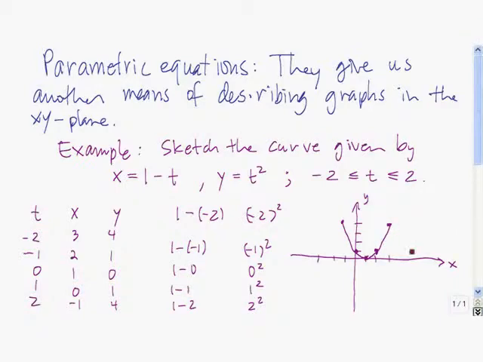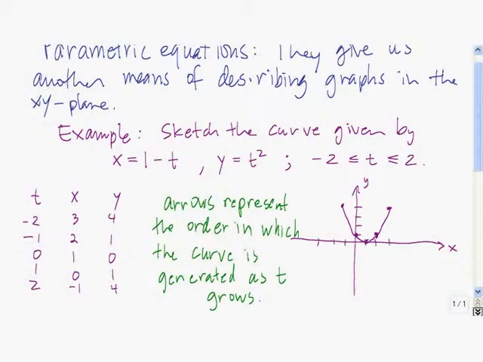But as I said, there's a little bit more contained when we have parametric equations describing the curve than just its overall shape at the end. What we can do is put arrows on the curve to tell us the order in which the curve is traversed as t grows. So to see which direction we should draw the arrows, we have to see where the points go from t equal to -2, then to -1, and so on.